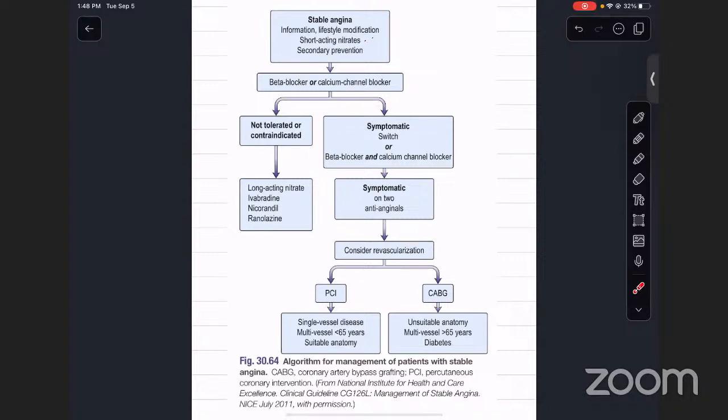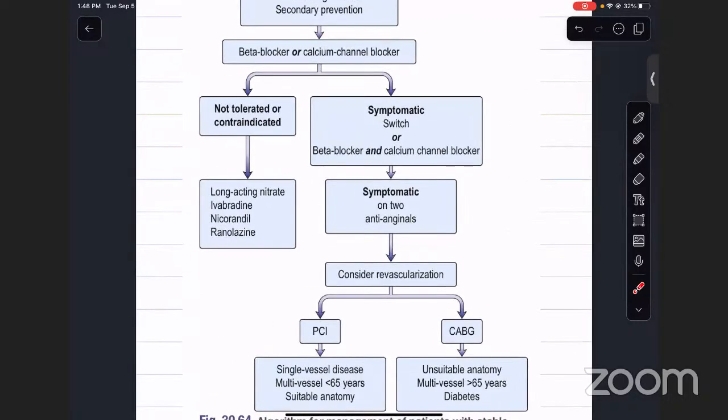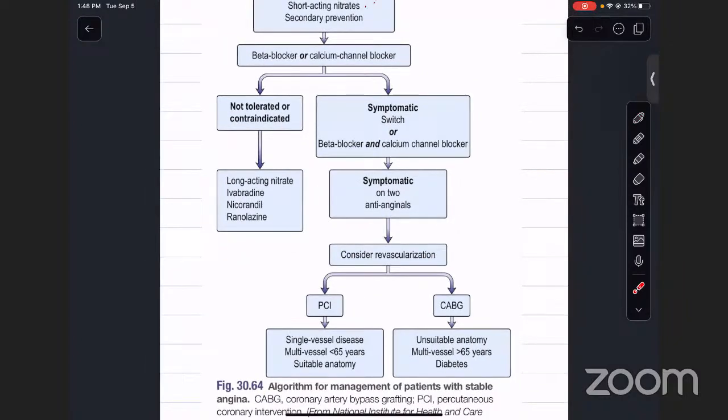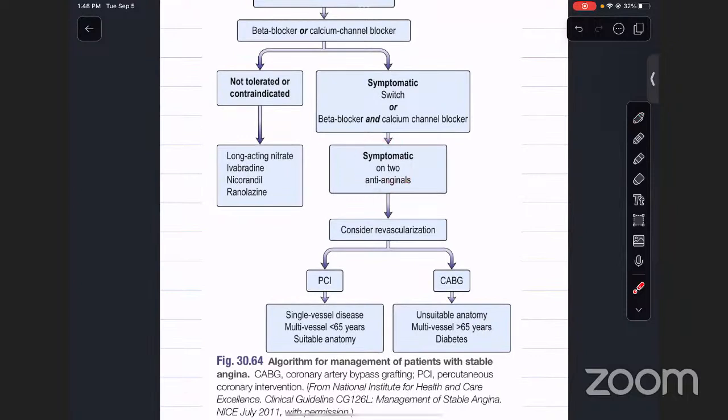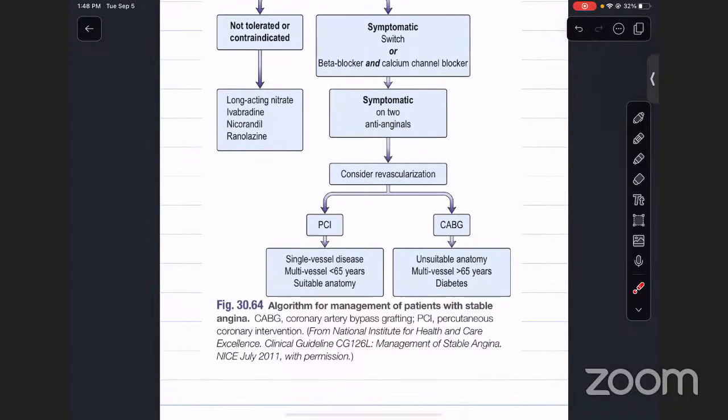And if still symptomatic after beta blockers or calcium channel blockers, we can combine beta blockers with calcium channel blockers. But here's an important thing we need to note. Combining beta blockers with calcium channel blockers can lead to myocardial depression, hypotension, and shock, so we need to take care and avoid it. Okay. If still symptomatic after 2 anti-angina drugs, we would choose revascularization therapy like PCI or CABG.